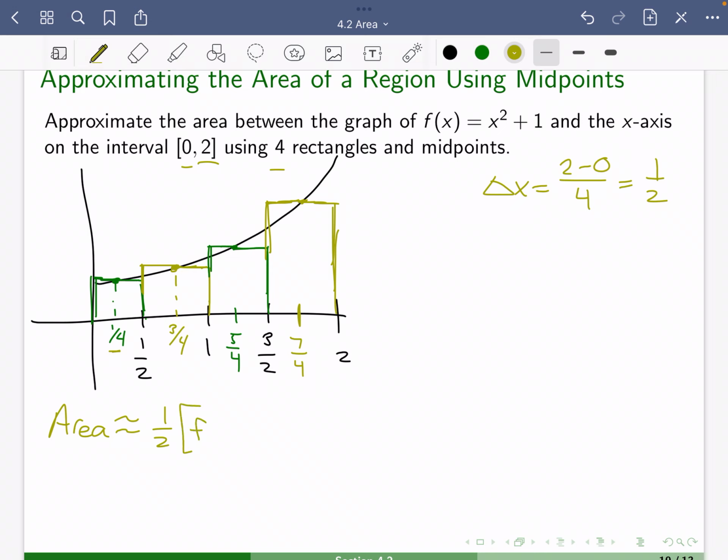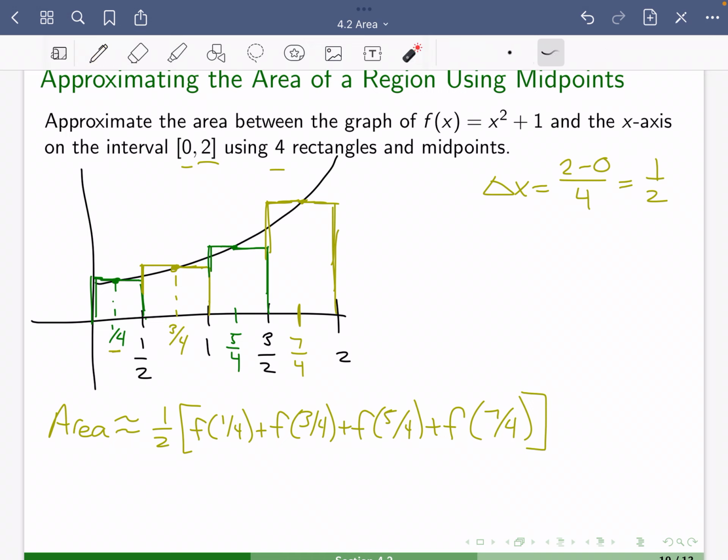And then we have the function value at 1/4 plus the function value at 3/4 plus the function value at 5/4 plus the function value at 7/4. We're plugging those values into this function. Those are defining the height of each of those rectangles. We're adding all those up times the width. That should give us the approximate area. And if we do that, we get something like 4.625.